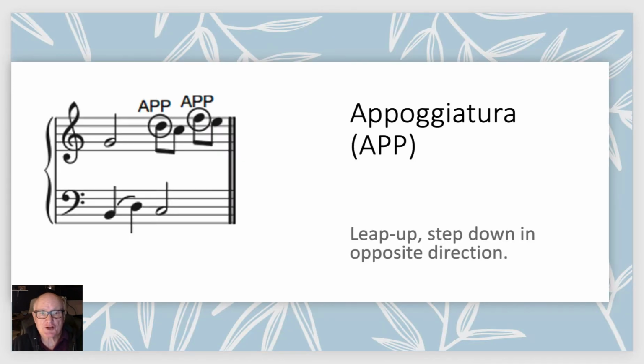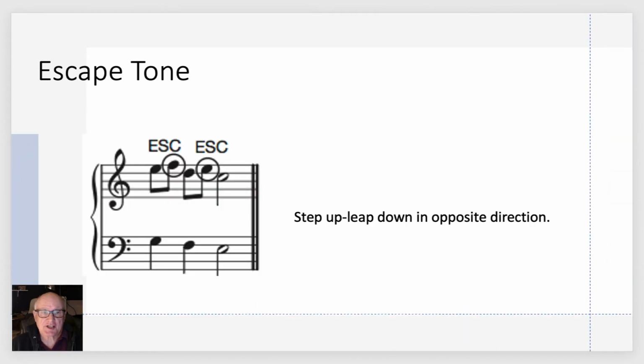Then you have an appoggiatura, that's a leap up and then a step down in the opposite direction. So if I have this particular piece, so it leaps up a fifth, down a second, up a fourth, down a second. That's an appoggiatura. The opposite direction is an escape tone.